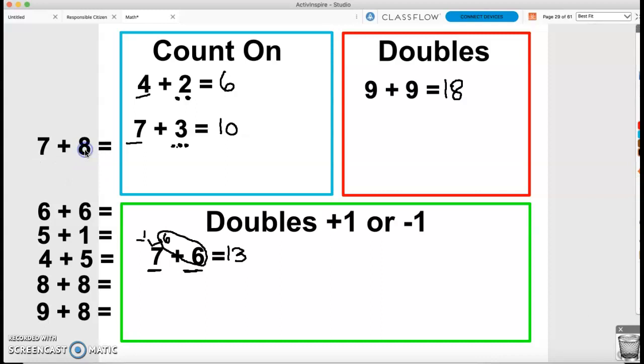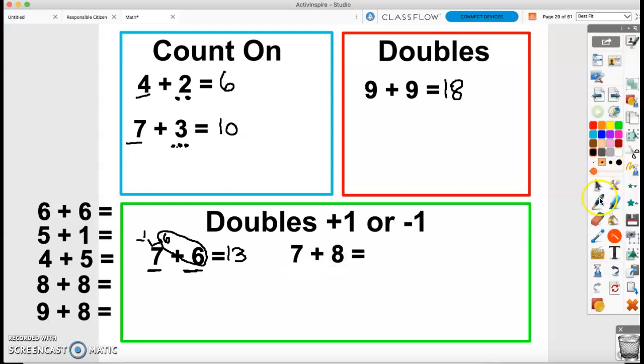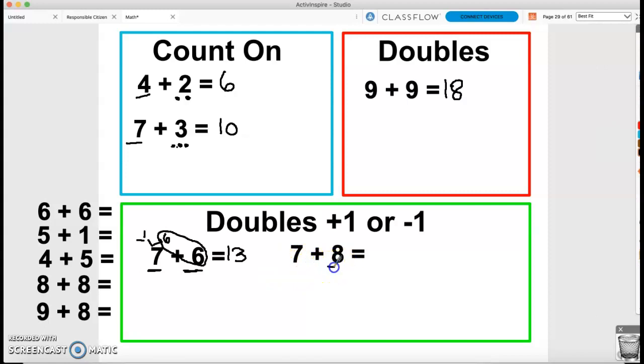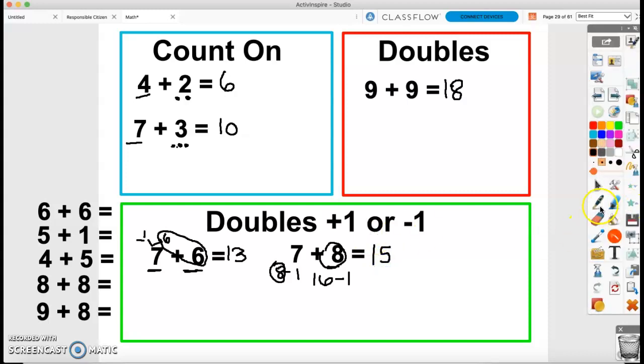I have 7 plus 8. I see my numbers are right next to each other, so I know this will be a doubles plus 1 or doubles minus 1. So let's try a doubles minus 1. I know that I need to make a double with 8. So I know that 8 minus 1 is 7. So I'm going to take my double, 8 and 8. 8 and 8 are 16. Minus 1 is 15. Awesome. Let's try the next one.